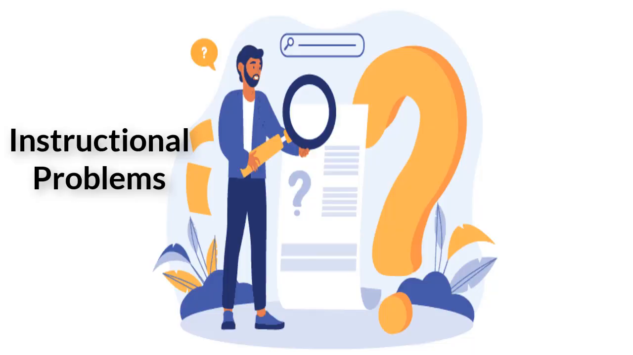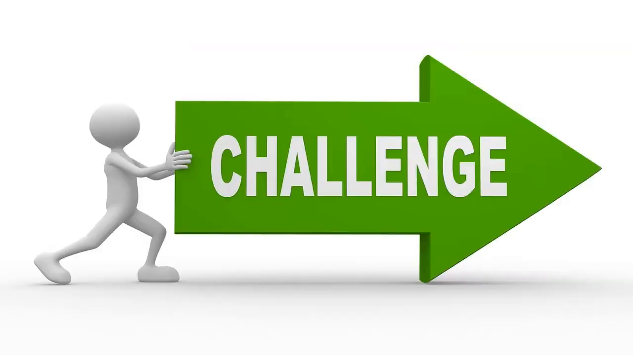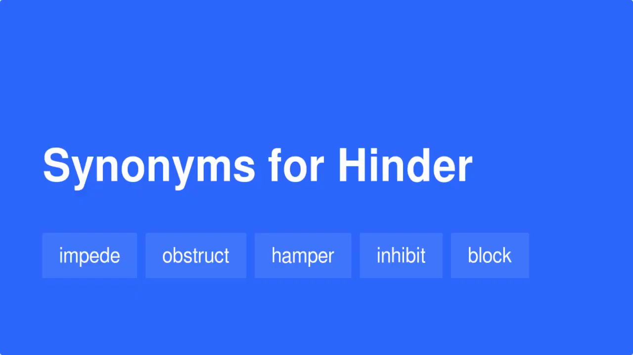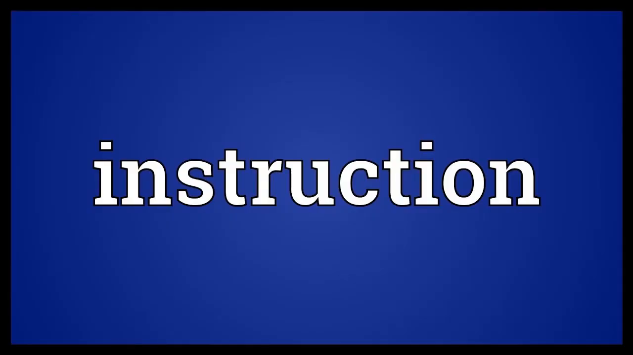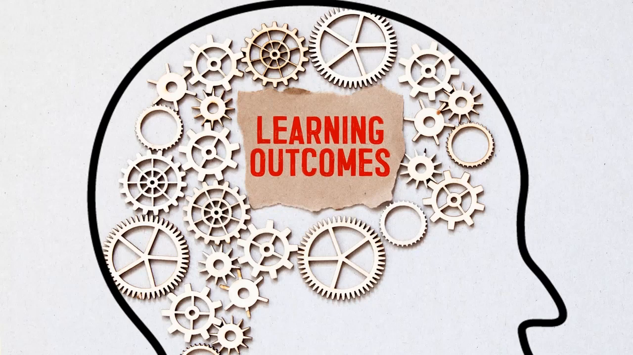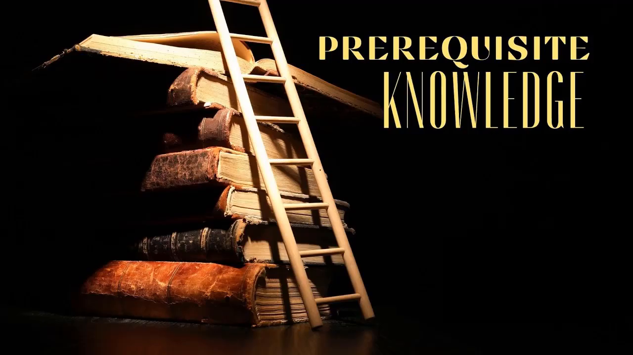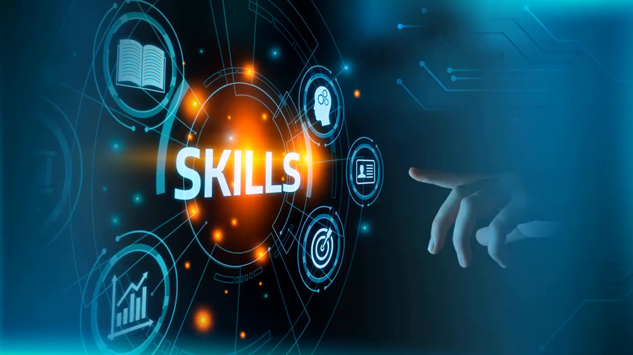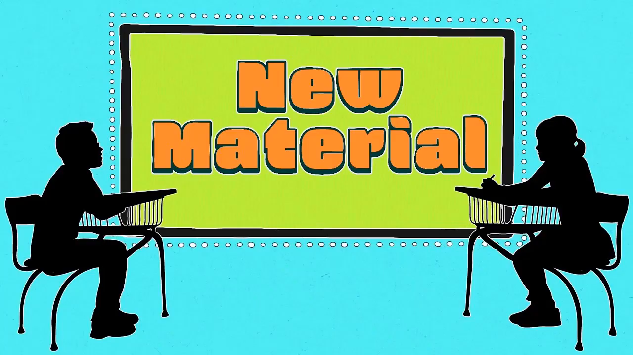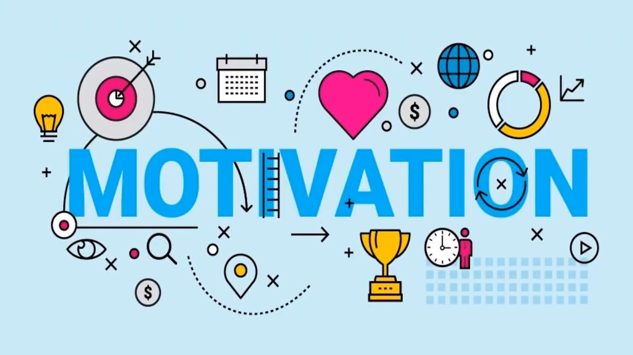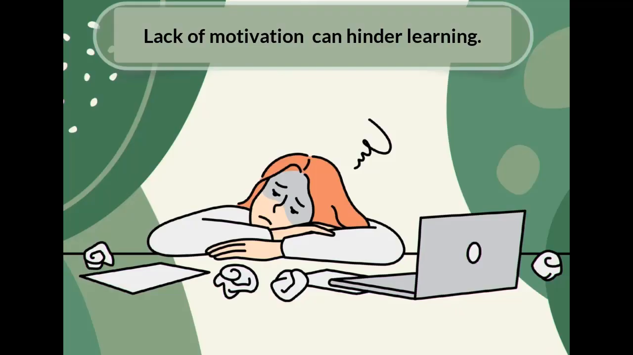The steps include: 1. Instructional problems refer to challenges or gaps in the learning process that hinder effective instruction or prevent learners from achieving desired learning outcomes. These issues are associated with the characteristics, needs, or abilities of the learners. Knowledge gaps: learners might lack prerequisite knowledge or skills necessary for understanding new material. Motivation and engagement: lack of interest or motivation in the subject matter can hinder learning.